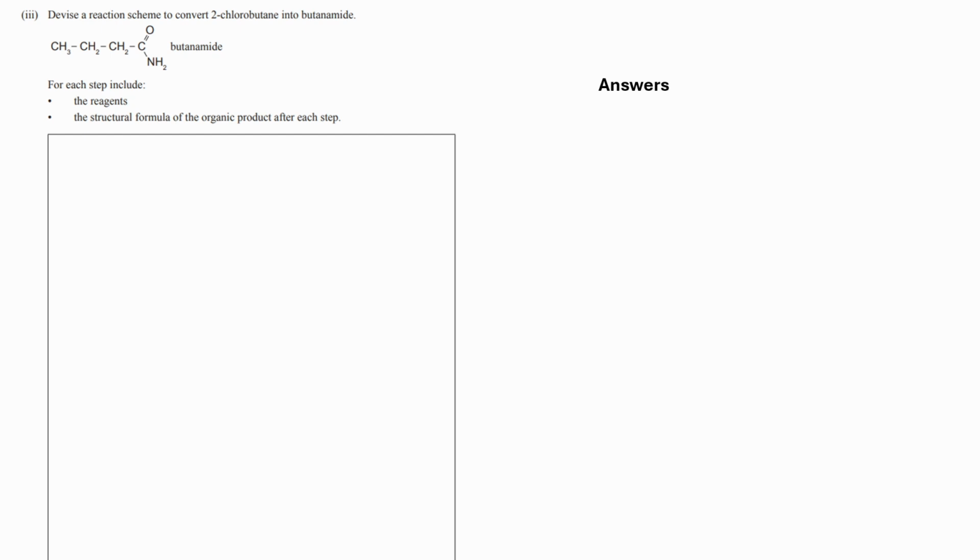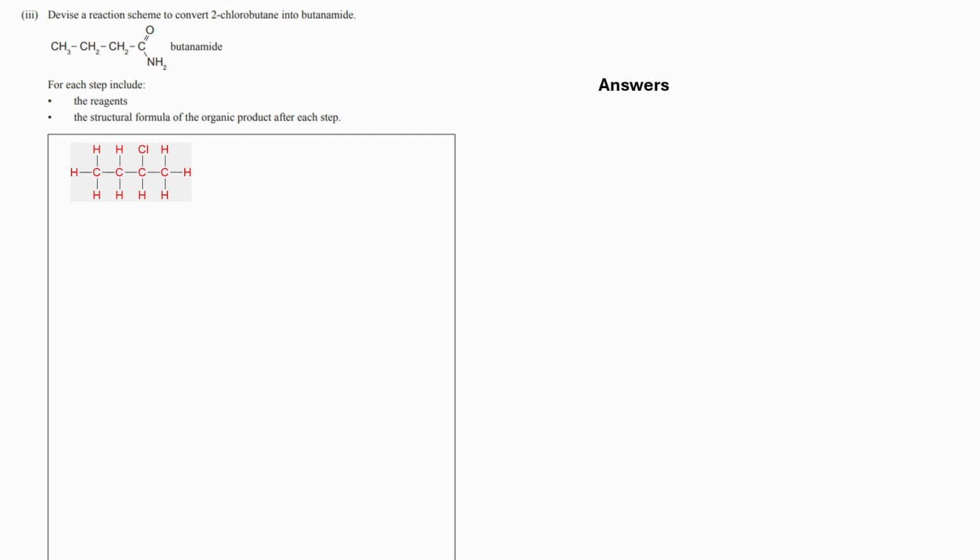What we can notice on the butanamide is it has a carbon double bond oxygen here, and if we look at the products, we might start to realize that we need to have a functional group on the end, and that functional group must have a double bond O, which is most likely going to be a carboxylic acid. However, in each step we need to give the reagents and the structural formula of the product. Now here is our initial reagent.